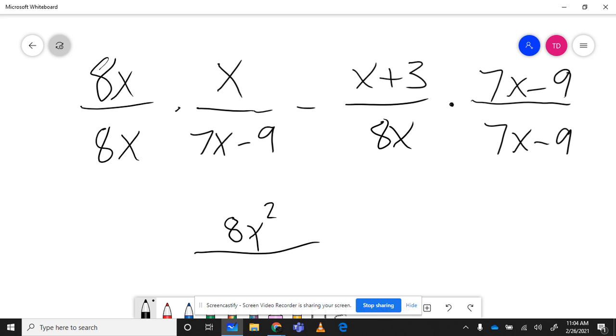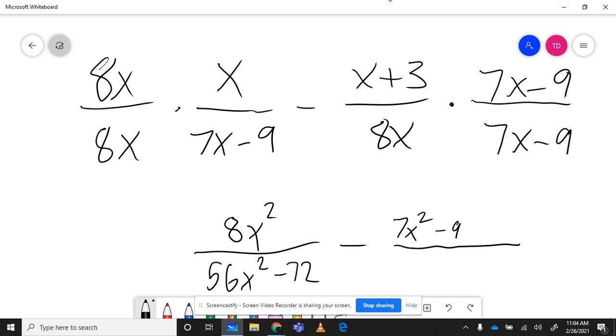So we have 8x squared. We've got 56x squared minus 72, and then we've got minus. Ooh, what am I going to get up here? I'm going to get 7x squared. I'm going to get negative 9x, 21x, and negative 27. All of that over 6x squared minus 72.